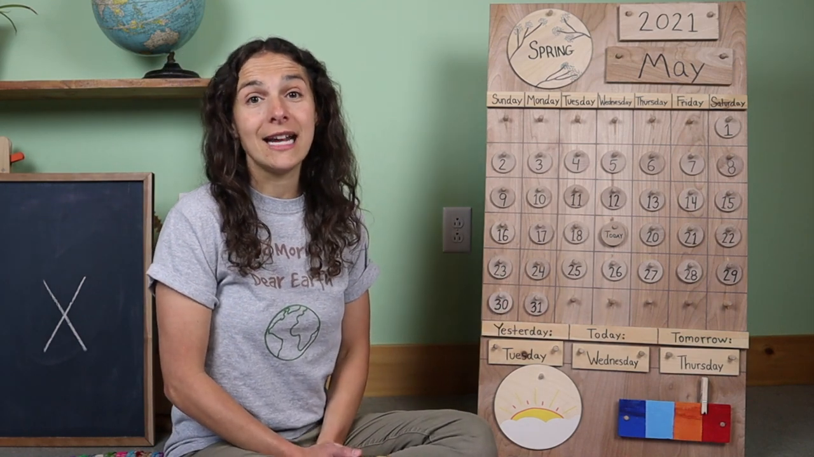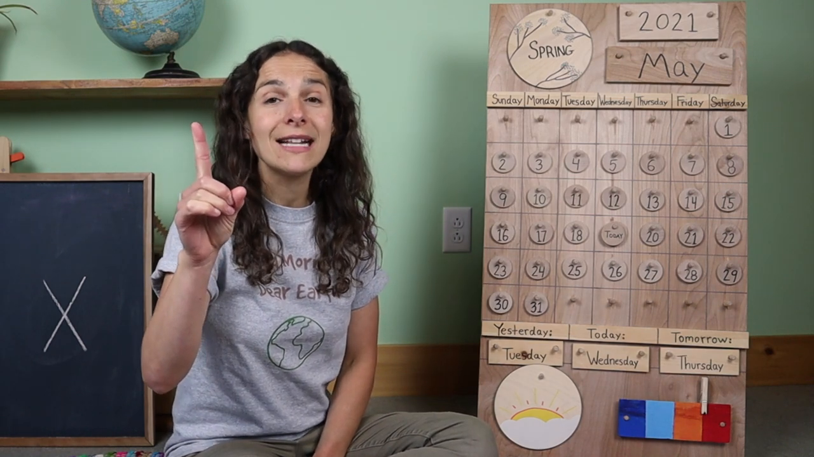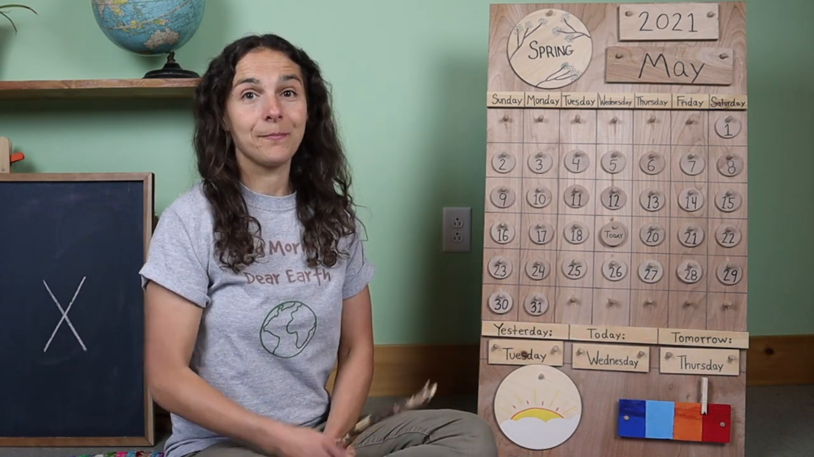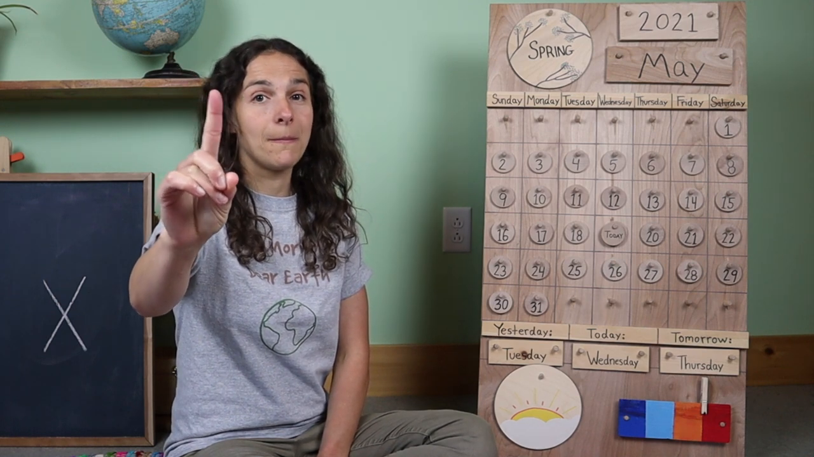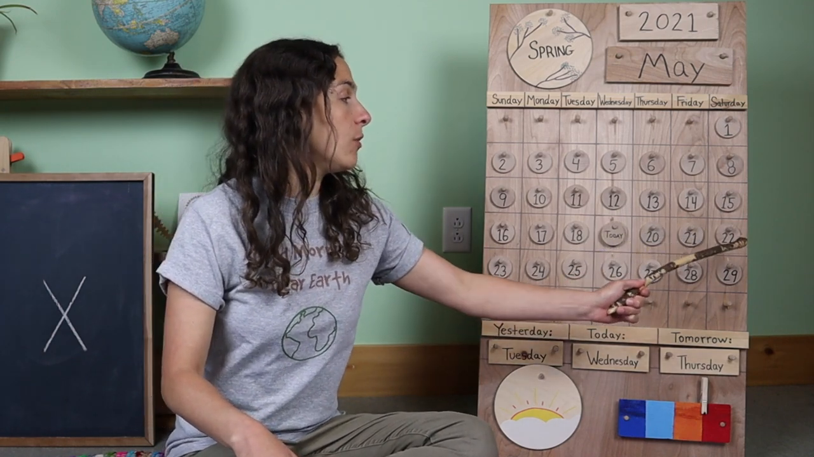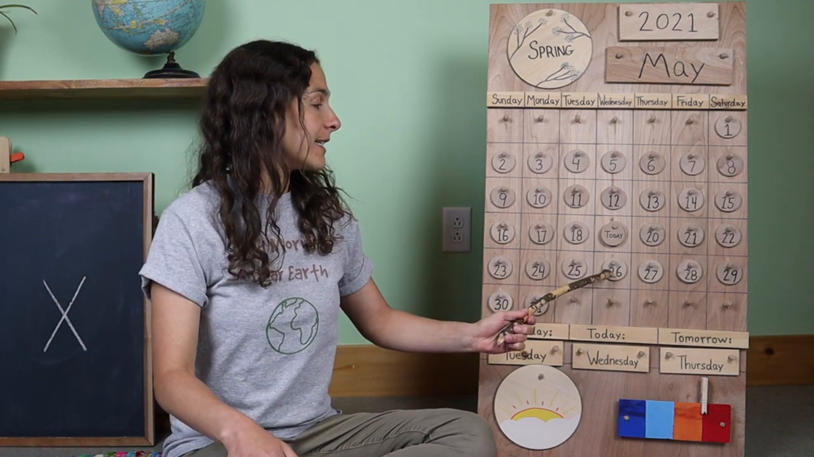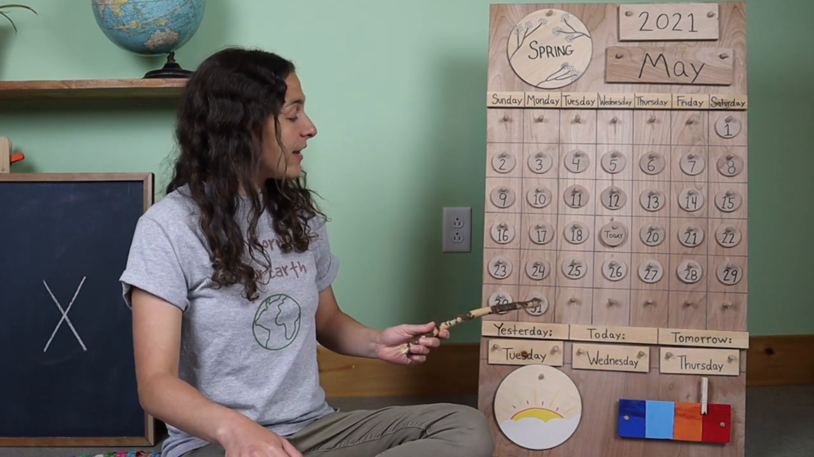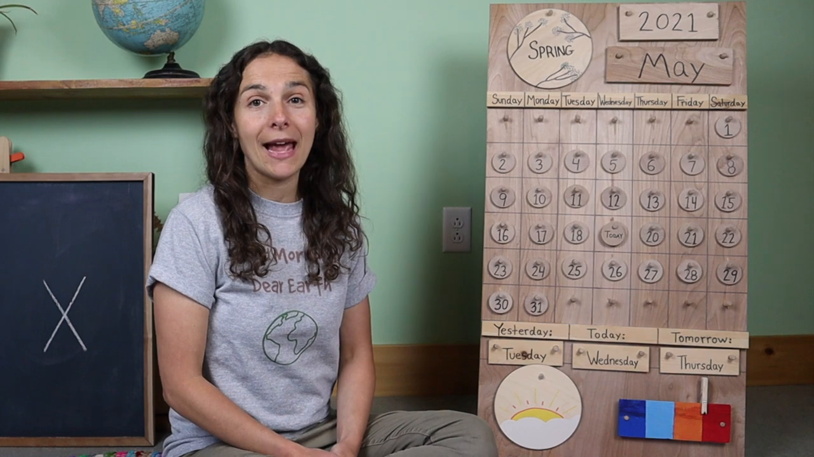So instead of counting the days that we've already had in the month of May, let's use our counting fingers and let's count the remaining days, or the days that are left in the month of May. So get those counting fingers ready and give them a little stretch to warm them up. After today, we have 1, 2, 3, 4, 5, 6, 7, 8, 9, 10, 11, 12. 12 more days are left in the month of May.